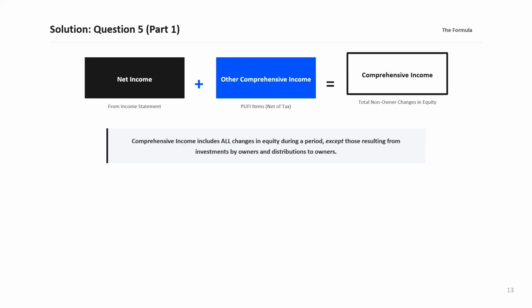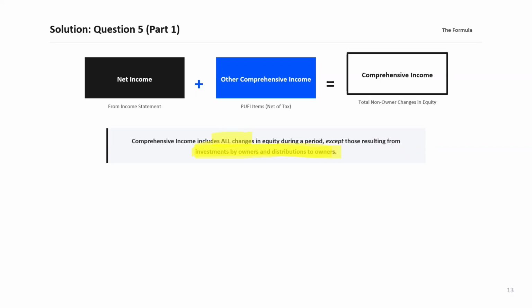Okay, so before we calculate the final number, let's confirm the formula and what is a comprehensive income. Comprehensive income includes all changes in equity during a period except those resulting from investments by owners or distribution to owners. So anything other than the owner puts money to company or takes money from the company, anything else is a part of the comprehensive income.